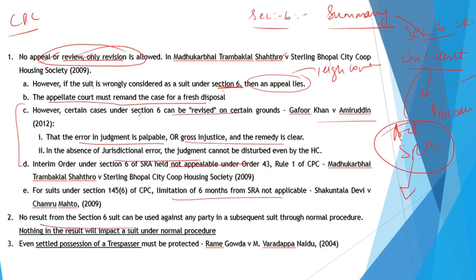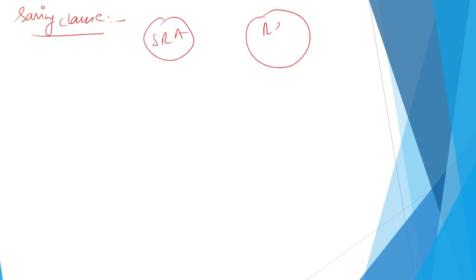No result from a section 6 suit can be used against any party in a subsequent suit through normal procedure. Nothing in the result will impact the suit under normal procedure. What it means is that, as we had dealt with the saving clause, this is very similar to the saving clause we had discussed in the last class. If you have not watched the last class, please watch it. In the saving clause, what we discussed is that SRA is a mechanism, and then there is a regular civil court mechanism, civil procedure under CPC.